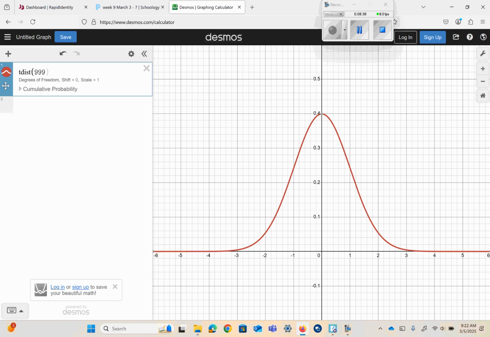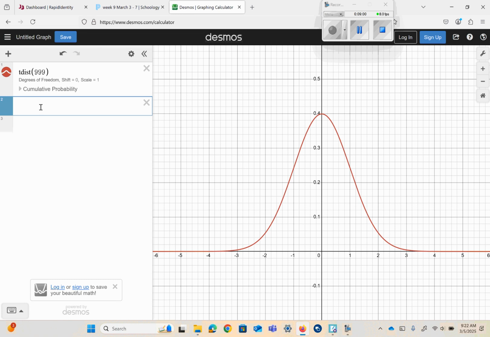All right. So here is our wonderful t-distribution. I have a question for you. This is not on the question there. Friends, do you think that a t-distribution with degrees of freedom of 999 is really close to a normal distribution, or is it really far away?